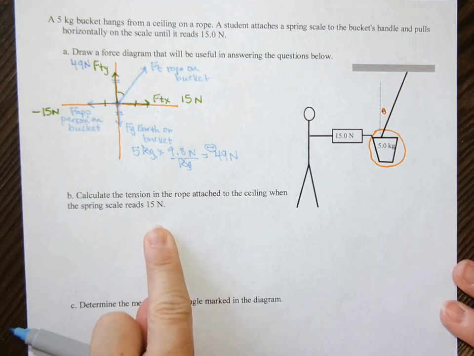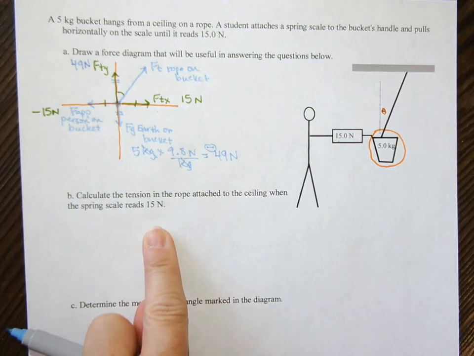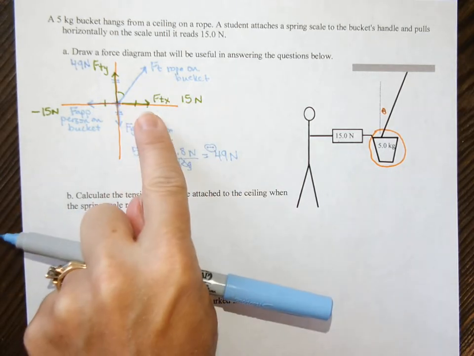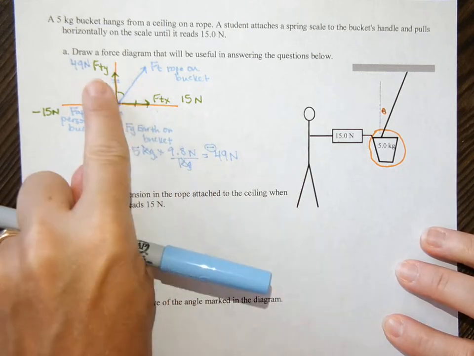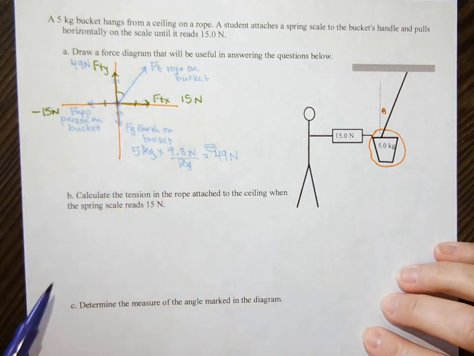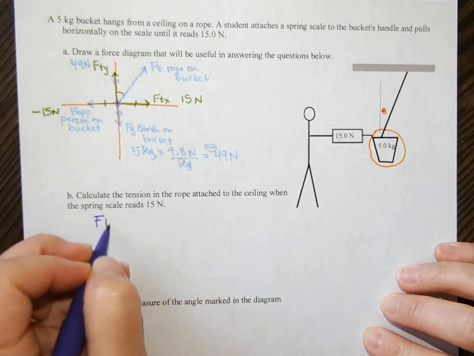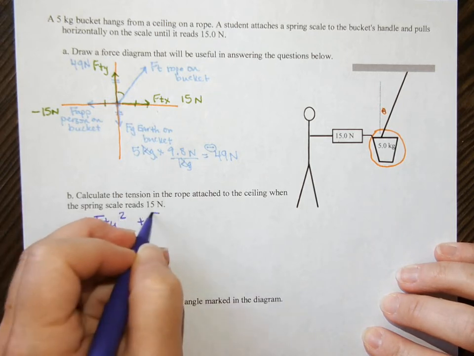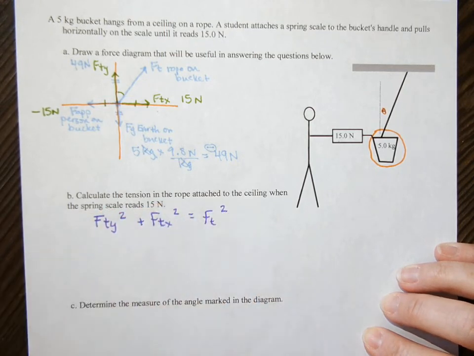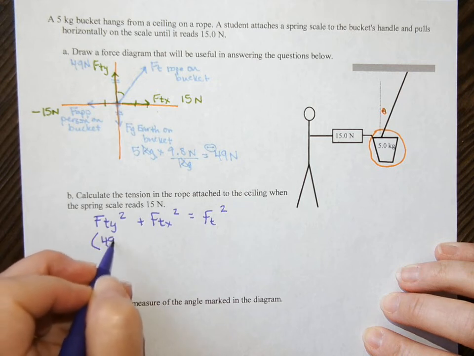We need to calculate the tension in the rope. Well, the nice thing about this is I'm looking for FT. I know FTX is 15 newtons and I know FTY is 49 newtons. If you remember back to some geometry with your triangles, in order to find the third side of the triangle, which FT is the hypotenuse, I can use the Pythagorean theorem. FTY squared plus FTX squared equals FT squared. So I'm going to plug in my values.